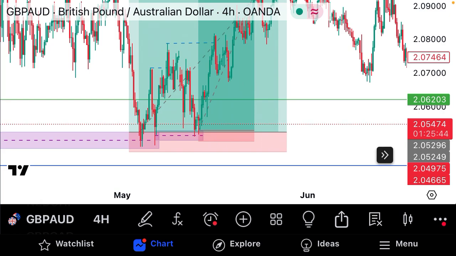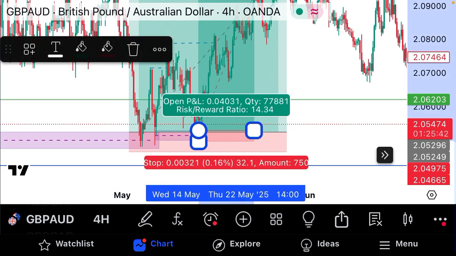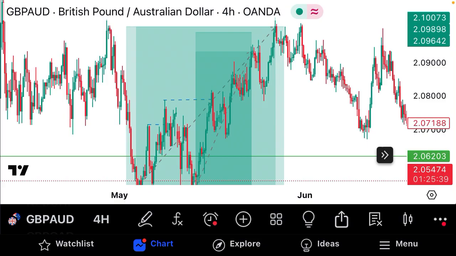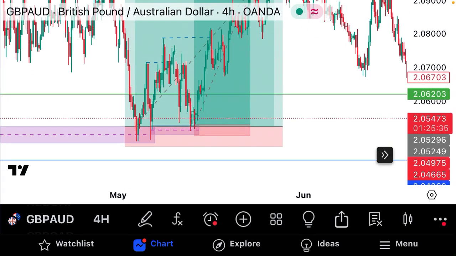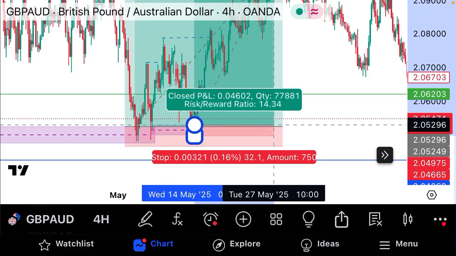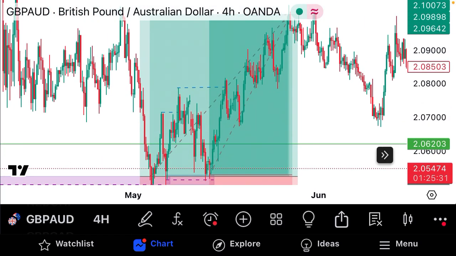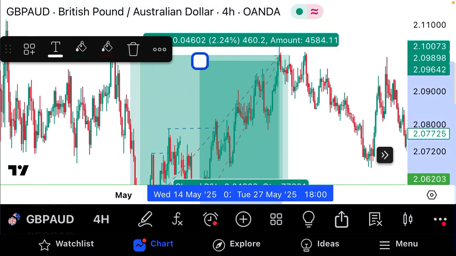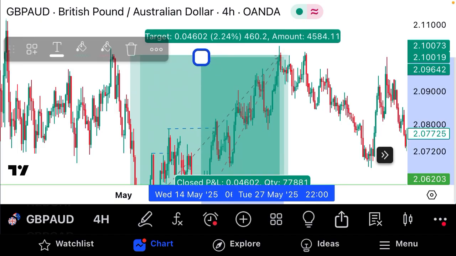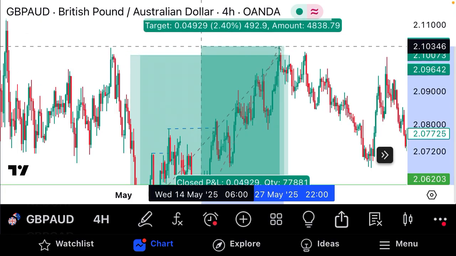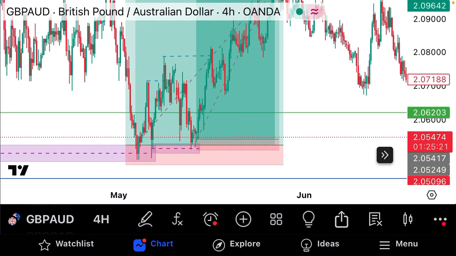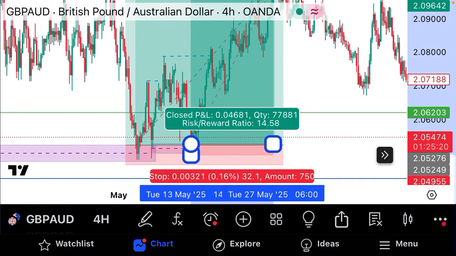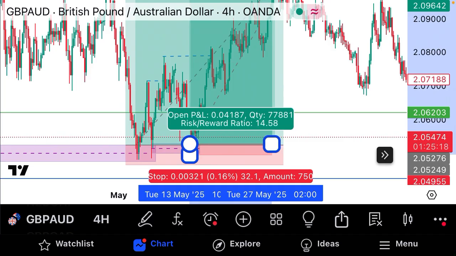So currently in the lower time frame you're just risking 32 pips to get 460 pips. You can still go to this, bro. Let's use this high. Let's not do unrealistic cash here.